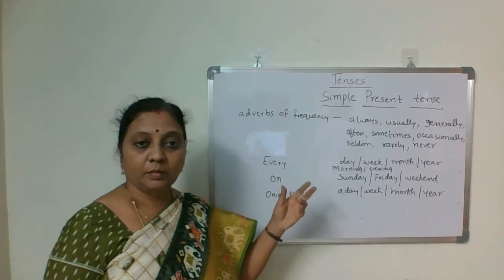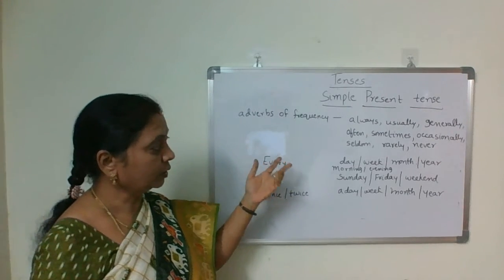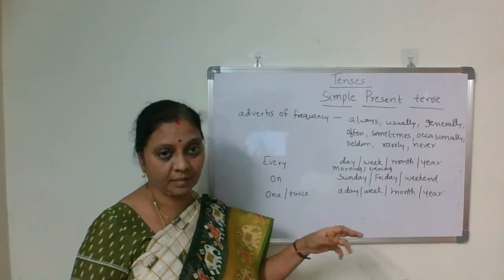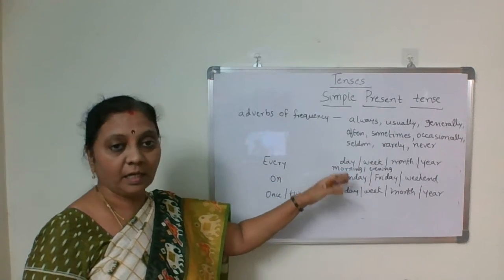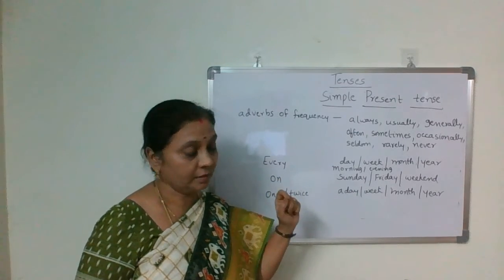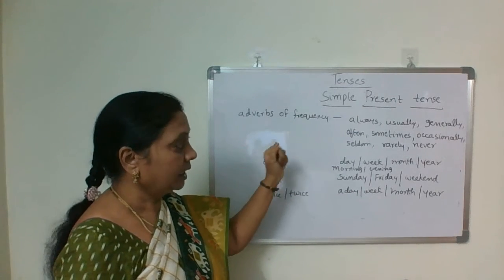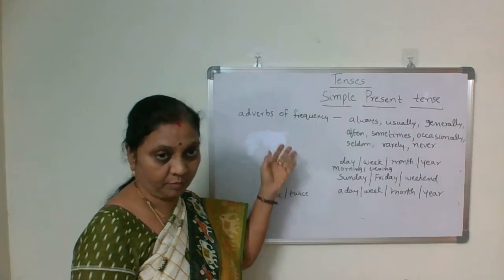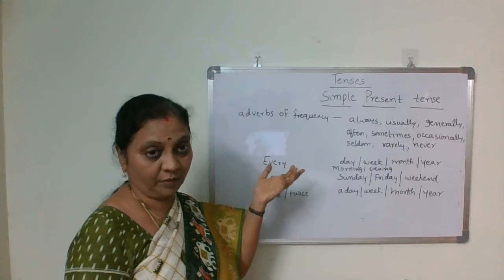So, I get up at 6 o'clock daily, isn't it? Daily, regularly, and twice a day, like that you have observed in the examples given. Okay, then the words which we use in simple present to express the frequency of time.